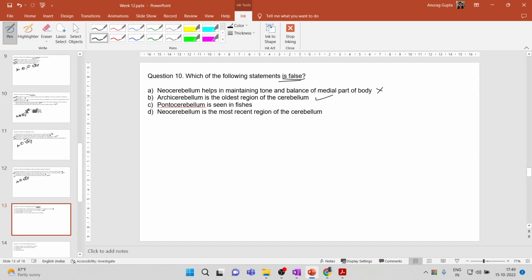And then pontocerebellum is seen in fishes. Pontocerebellum is actually another name for cerebrocerebellum or neocerebellum, and it's not seen in fishes. And neocerebellum is the most recent region of the cerebellum. That is correct. So the answer is B and D.